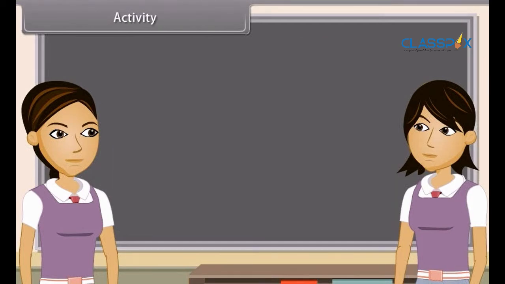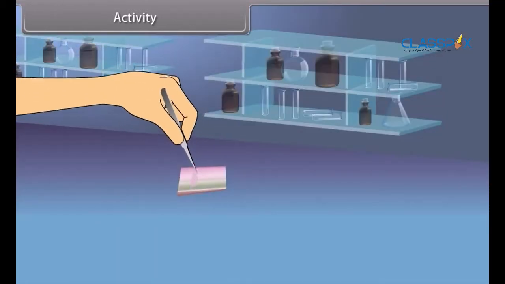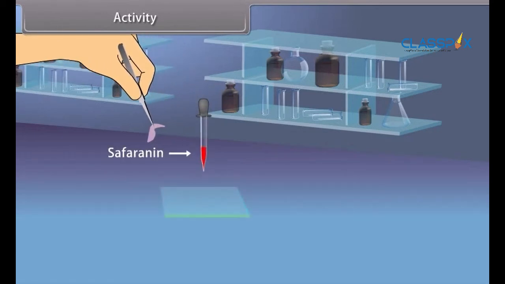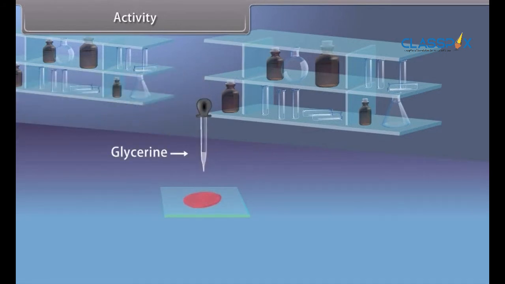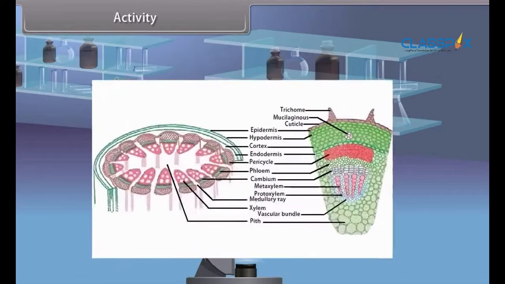Activity. We can see by an activity that there are different types of cells in plants. Take a plant stem and cut its thin section. Then stain it with saffranin and keep it on a slide with a drop of glycerine and cover it with a cover slip. Observe it under a microscope. We can see various types of cells and their arrangement.